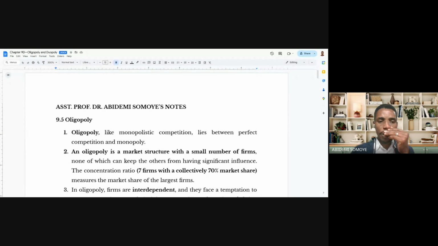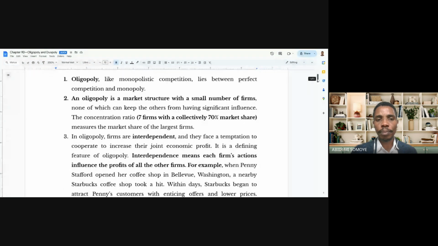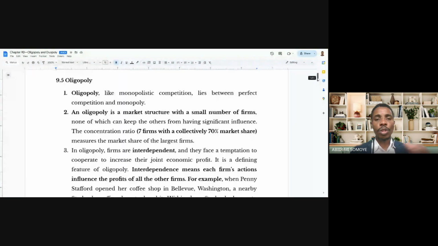So oligopoly, like monopolistic competition, lies between perfect competition and monopoly. So let's take a look. An oligopoly is a market structure with a small number of firms.